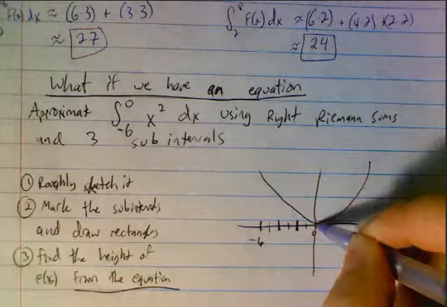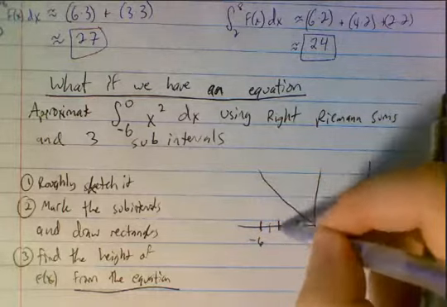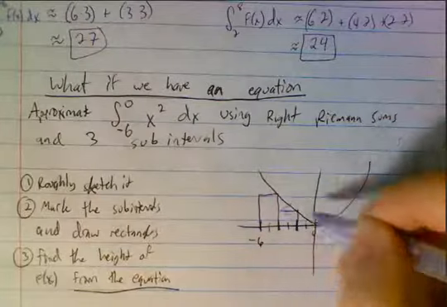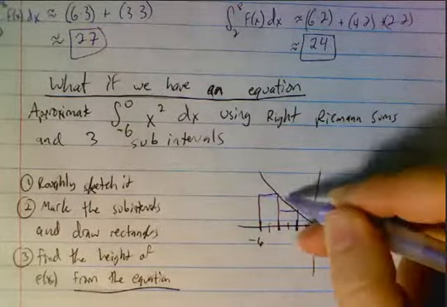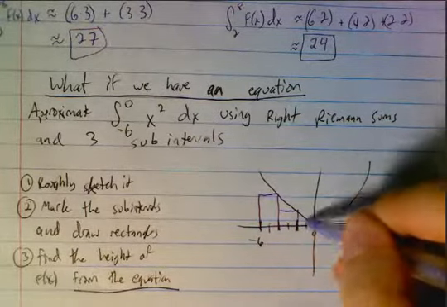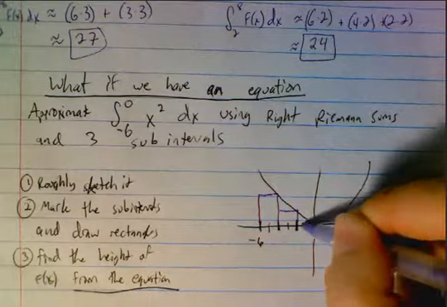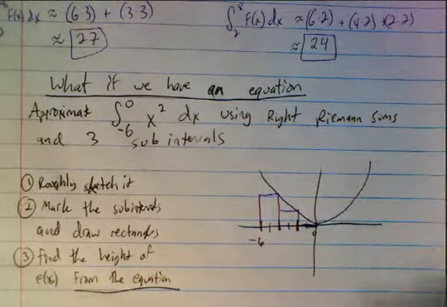And it said to do right hand sum, so the right side should touch. And it touches the curve. Here it looks like, and it should look like, that the curve goes through the point 0, 0 right here. So this is just kind of a flat line. That's okay.